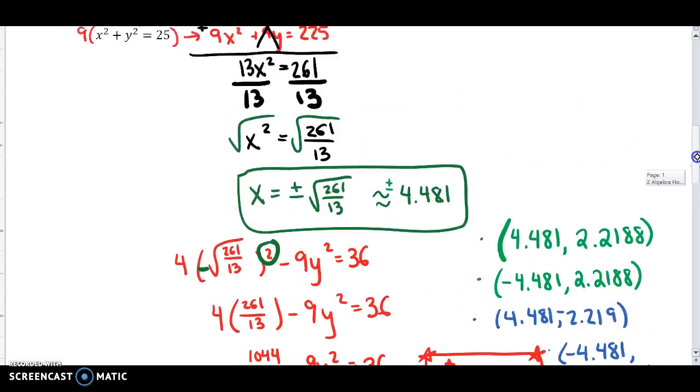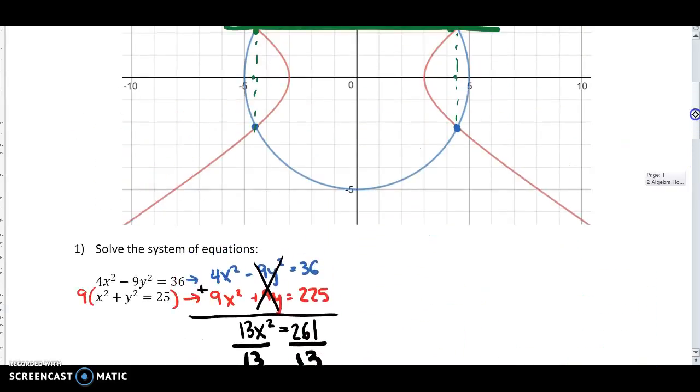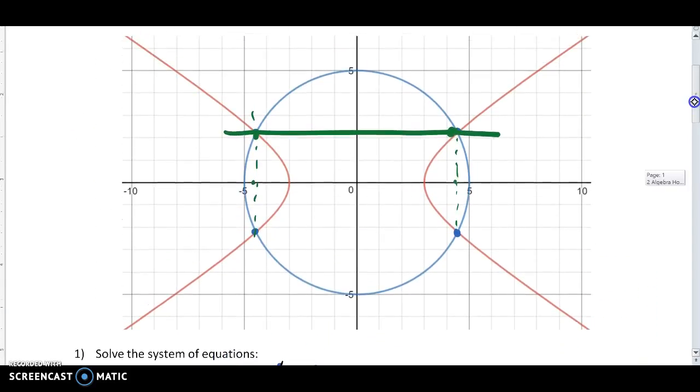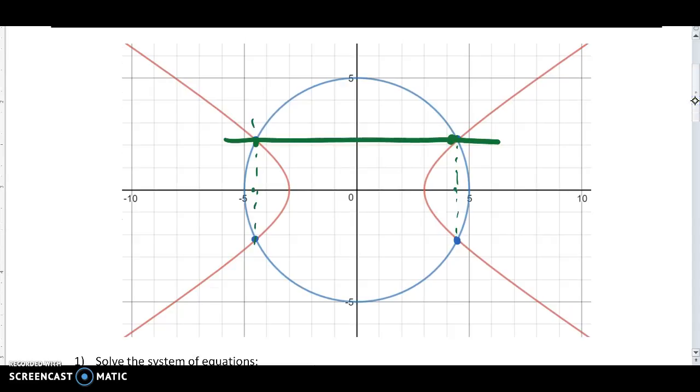So this one has 4. They could have 3, they could have 2, they could have 1. You just want to make sure your algebra is correct to mirror the graph. And eventually you will learn how to graph these by hand so you can check your answers that way.